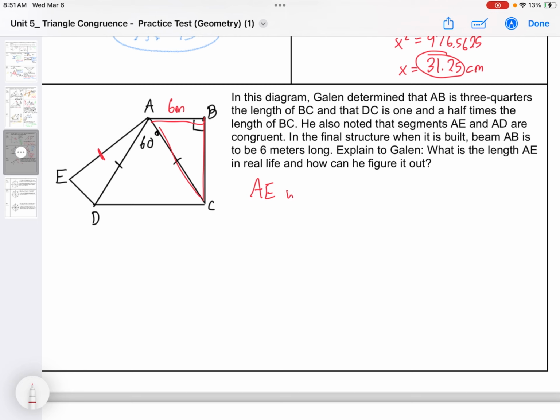AE will be the same length as AC. And I can even go a little bit deeper, though you don't always have to, since both equal AD. AE and AC are both equal to AD, so they've got to be equal to each other. That's the transitive property. Let's see if I can find the length of BC somehow. I can find the length of BC.